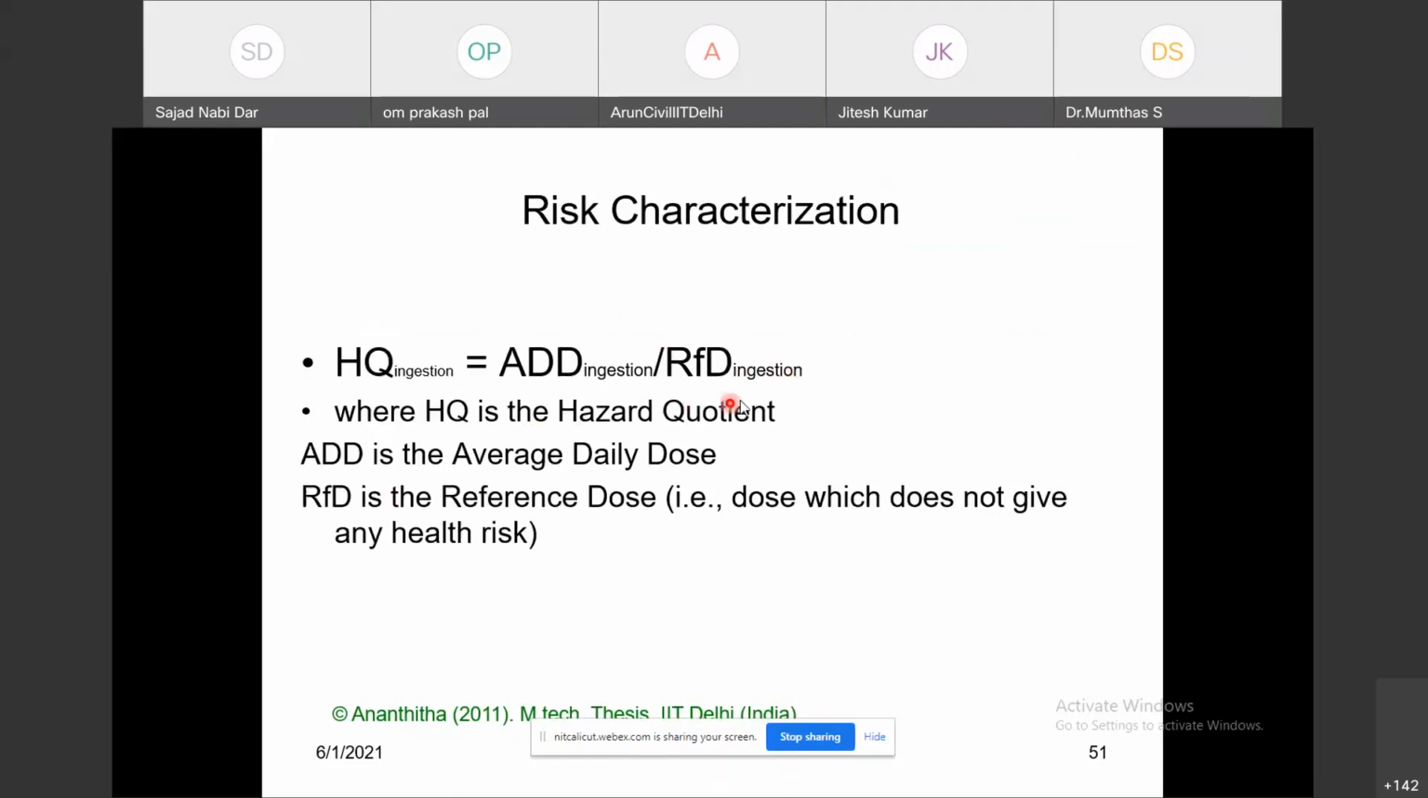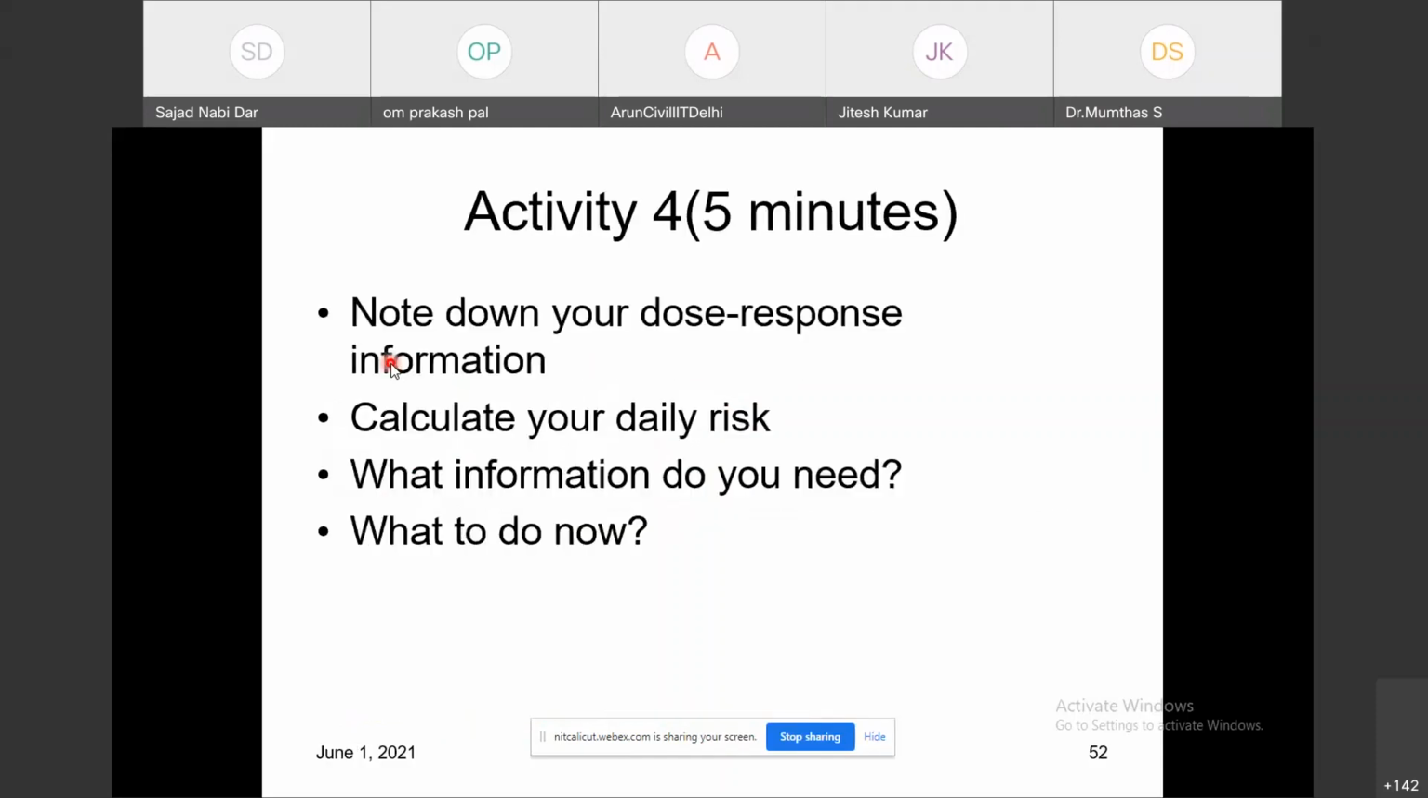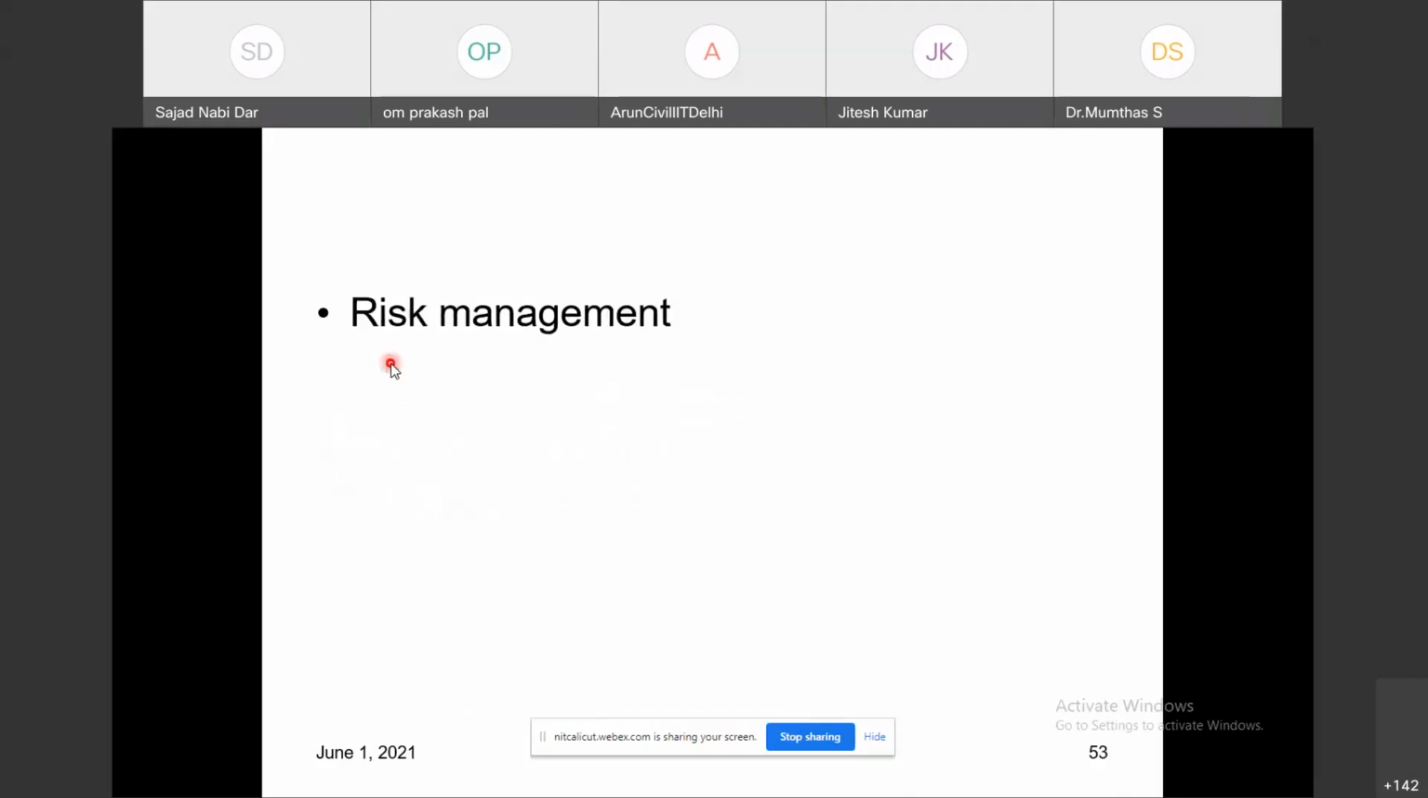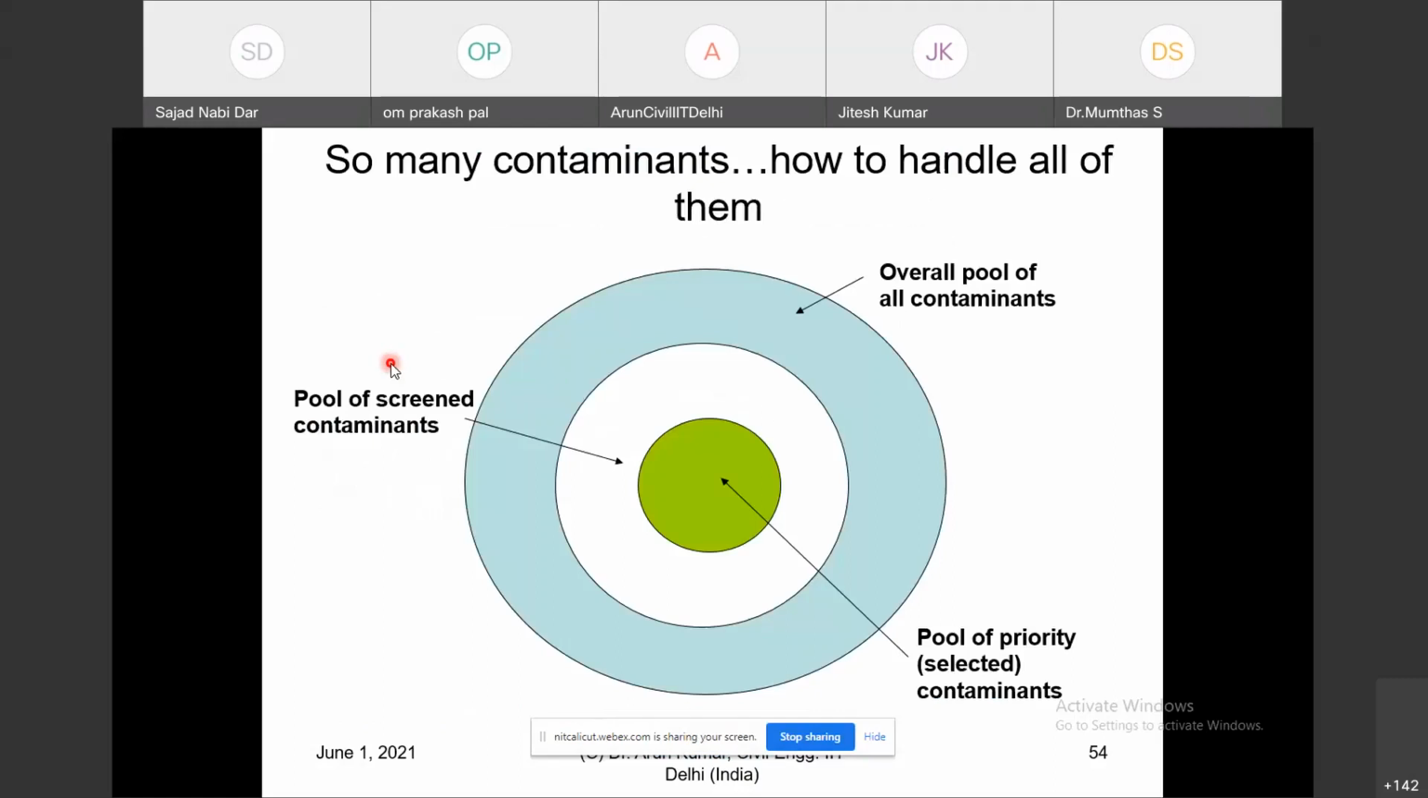Once we have the RfD, the reference dose for human beings, and the average daily dose, which we already know how to calculate in the exposure assessment stage, we can calculate the hazard quotient. This HQ is for non-cancer effects. In this way we can calculate the HQ, or risk estimate, for the ingestion pathway. Again, this activity we will skip so that we have some time for discussion. Depending on which contaminant you pick, you have to search for this information and calculate the risk in this way.